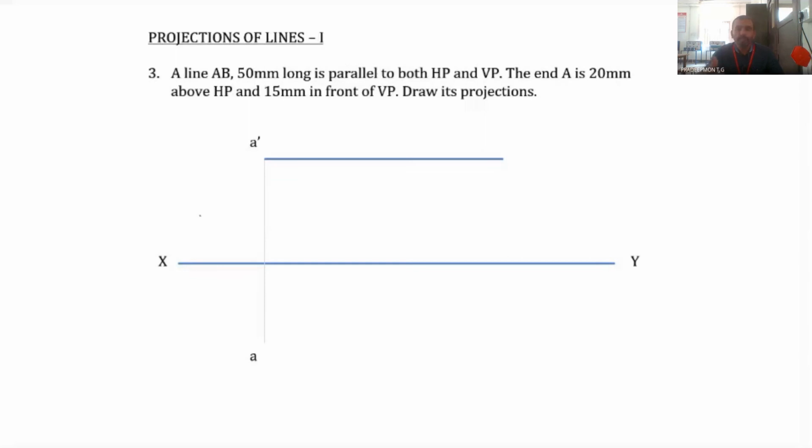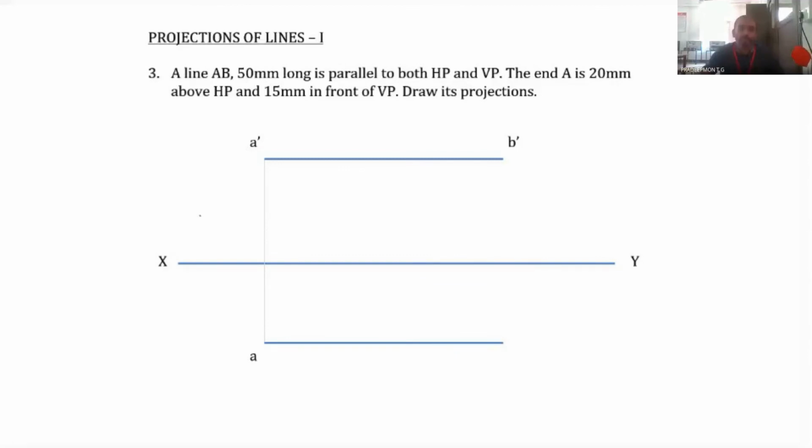Here also, since the line is parallel to both HP as well as VP, both the views, that is front view as well as top view, will be giving you the true length. So first you mark the points A dash as well as A, that is the front view and the top view of the point A. Then from A dash, parallel to the XY line, the length of this line should be equal to 50 millimeter. So this is point B dash.